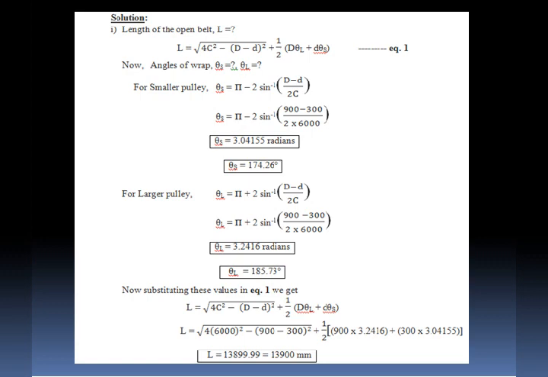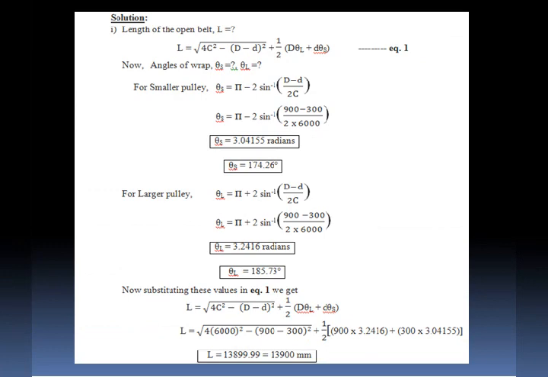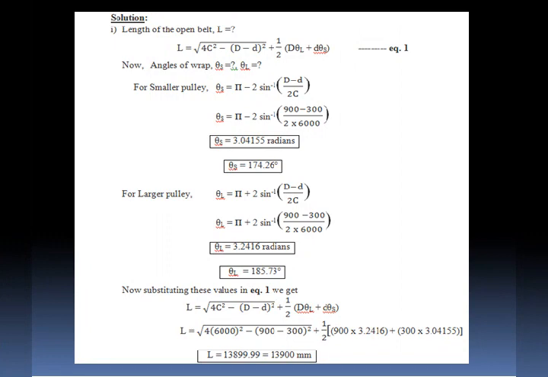So theta suffix S is equal to 3.04155 radians. And sometimes in the problem they mention to determine the angle of wrap in terms of degrees. Then what you have to do is convert the radians into degrees, simply by multiplying by 180 degrees by pi. So here theta suffix S is equal to 174.26 degrees, that you need to get.